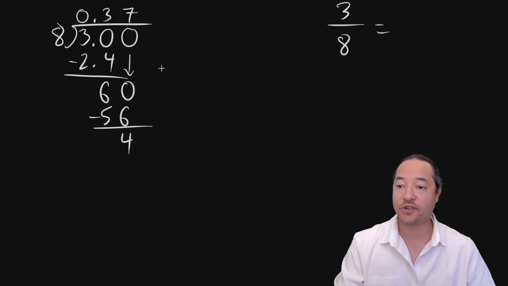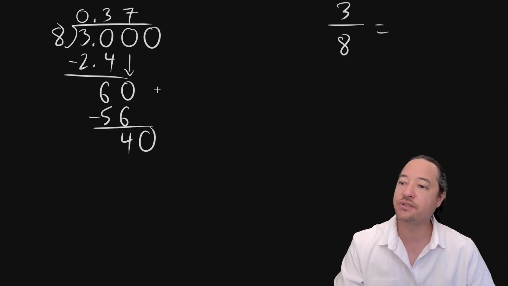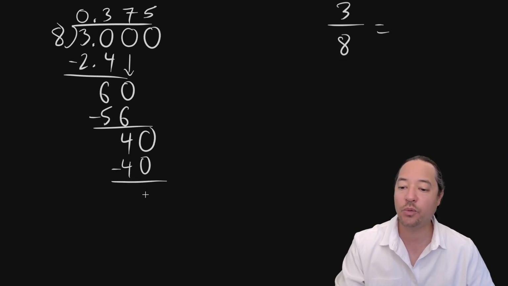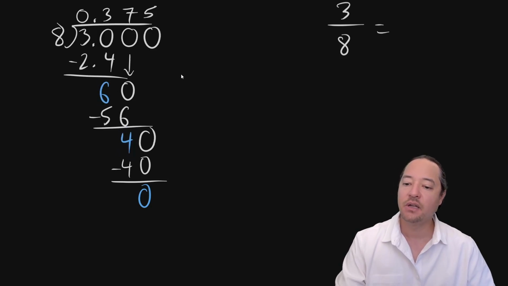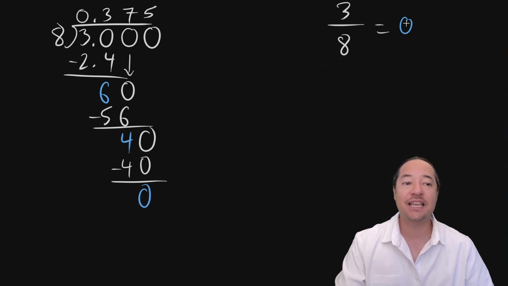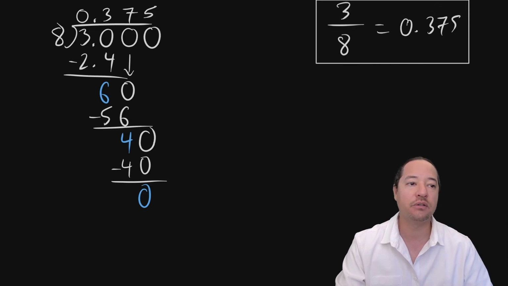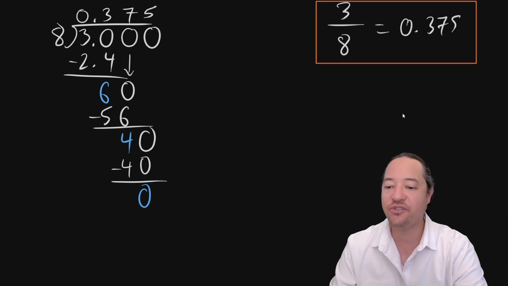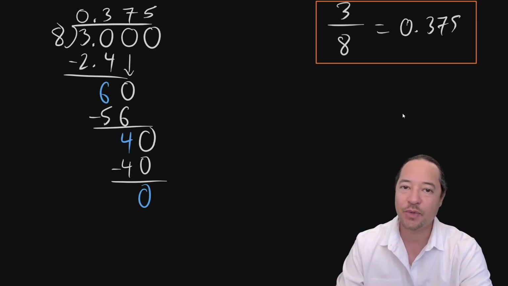And now we have to bring down another 0, don't we? 8 goes into 40 exactly 5 times, because 8 times 5 is 40, and when we subtract that away, we get our remainder of 0. What I want to indicate is that here we get these different remainders. Once we get to a remainder of 0, we know we're done. So 3/8 is the same as 0.375, and there we go. That's how we can do this kind of problem, another lovely terminating decimal.